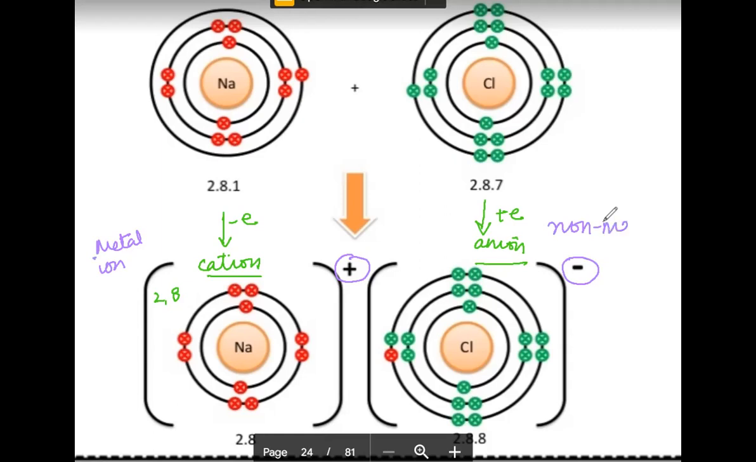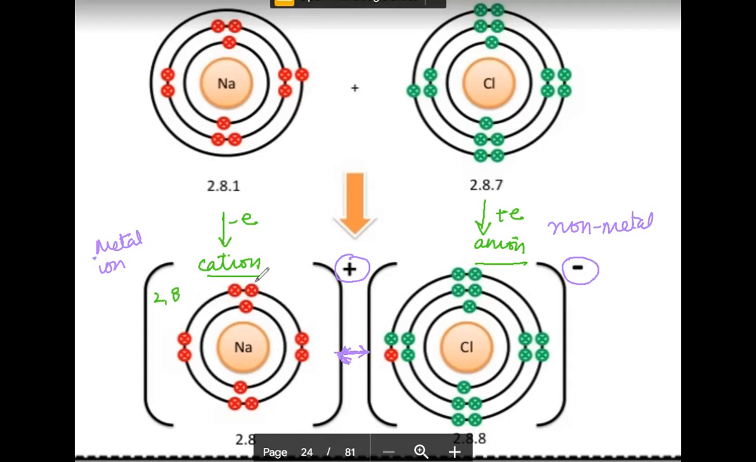This is a non-metal anion, which is negatively charged. They both are oppositely charged. So when the cation and anion come together, there is an electrostatic force of attraction between them, right? Because they're oppositely charged, just like the opposite poles of a magnet. So they are strongly attracted.